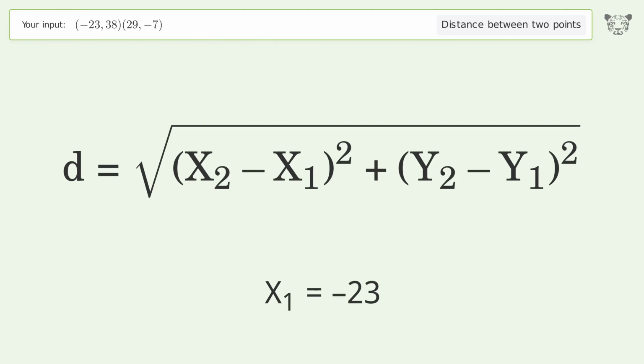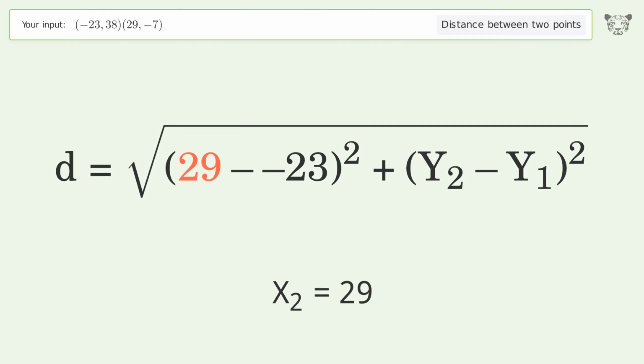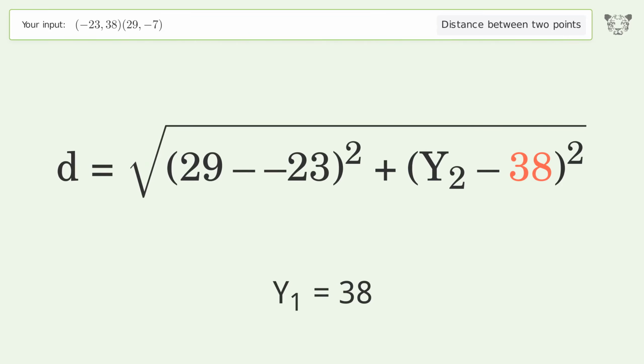x1 equals -23. x2 equals 29. y1 equals 38. y2 equals -7.